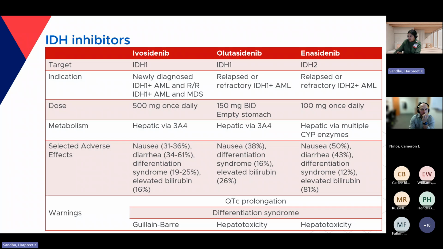And then enasidenib will be our IDH2 directed therapy approved for use in IDH2 mutated AML in the relapsed refractory space. It's dosed once daily. It's metabolized by multiple CYP enzymes. Similar risk for GI toxicities, differentiation syndrome, and then a higher risk for elevated bilirubin and hepatotoxicity. These agents also do carry a warning for QT prolongation and then again for differentiation syndrome.